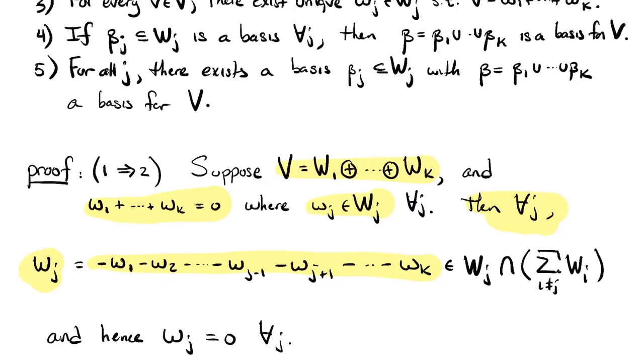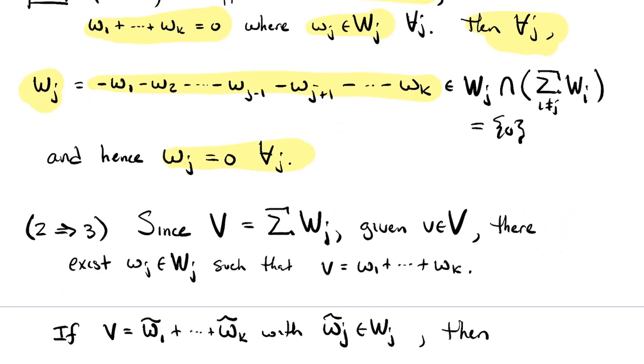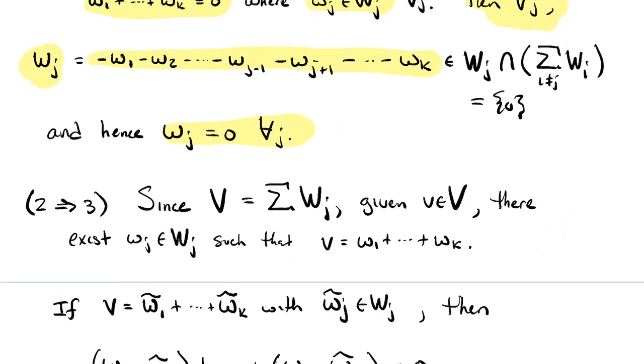But we said that this is the direct sum, so this intersection consists only of the zero vector. So in particular, wj has to be 0. j was arbitrary, so that proves 2. Again, get out your book and look at the statement of the theorem, because I'm going to assume that you have it in front of you.